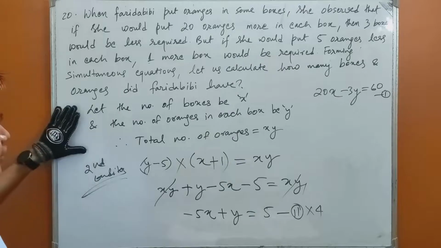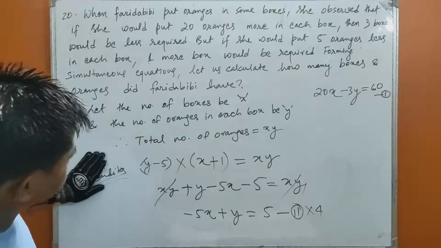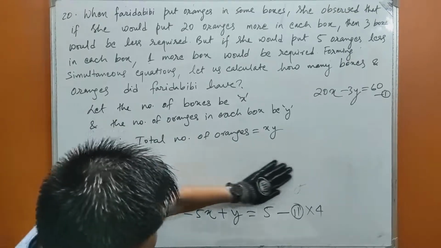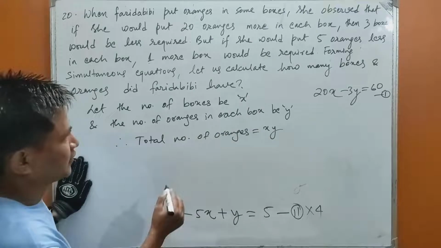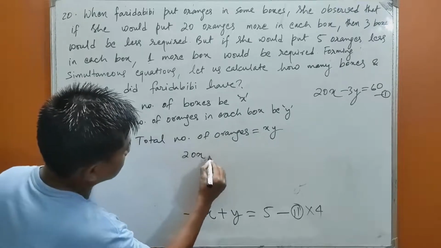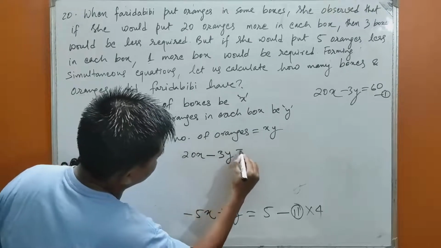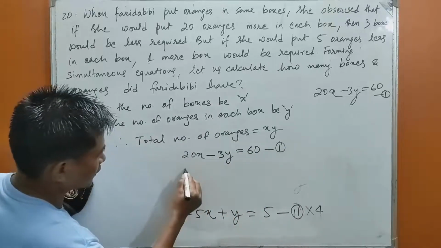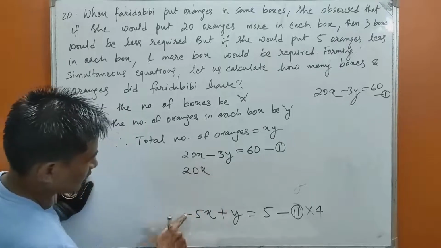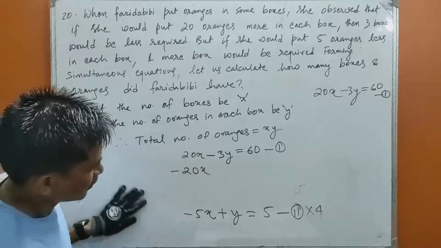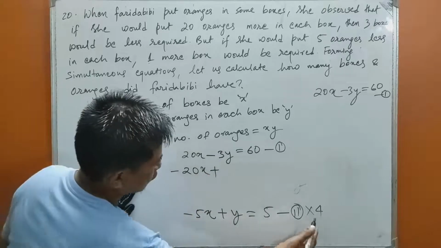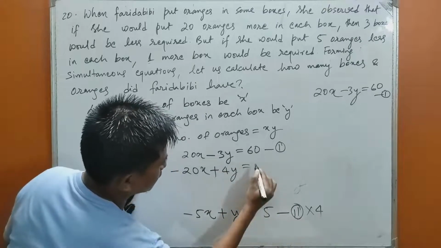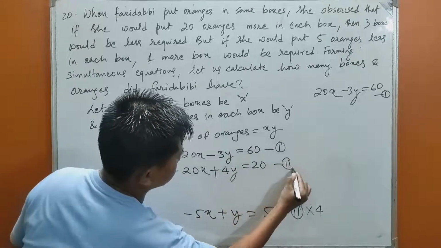So let me erase this, okay? Equation 1, we have 20x minus 3y equal to 60. This is equation 1. In equation 2, 4 into 5, 20, isn't it? 20x. And this minus sign shouldn't be forgotten. Plus y, plus 4 into y, 4y equals 4 5s are 20. This is equation 2.